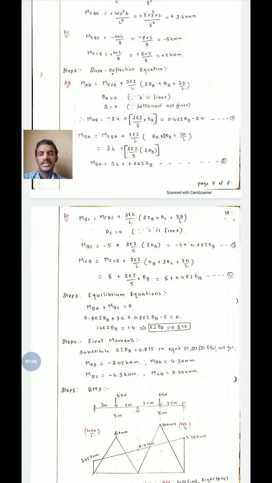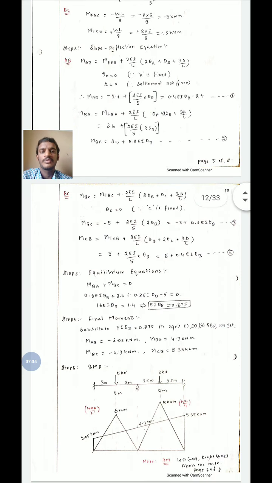Step 4, final moment. Final moment will be calculated based on step 3 and step 2. In step 3, we calculated the EI theta b value as 0.875. In step 2, there are 4 equations available. We have to substitute the EI theta b value in those 4 equations. We will get the final moment values.